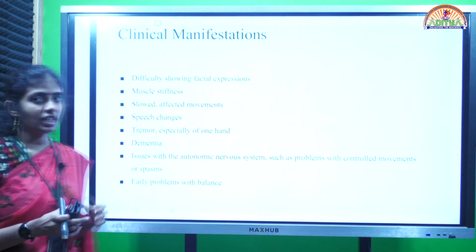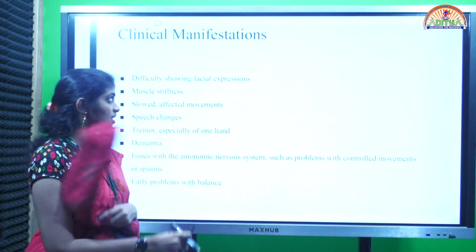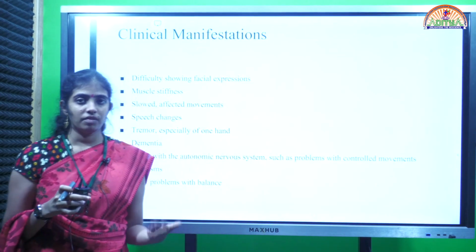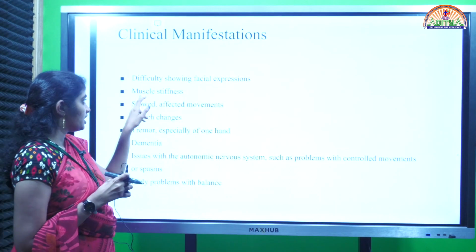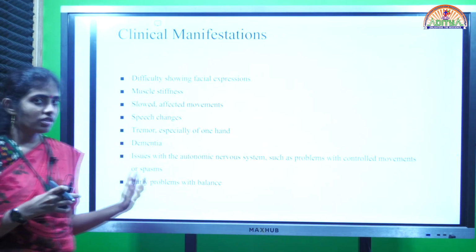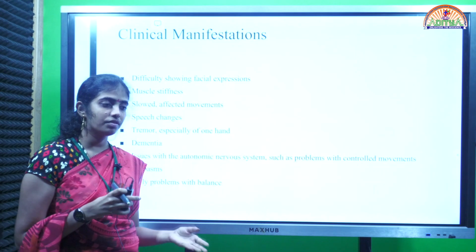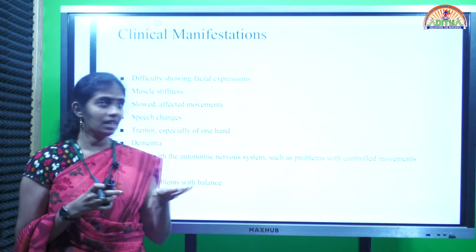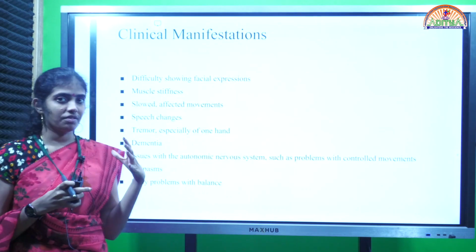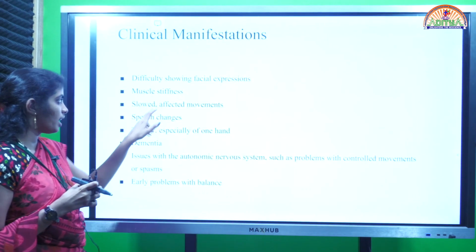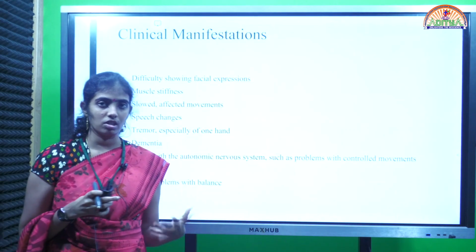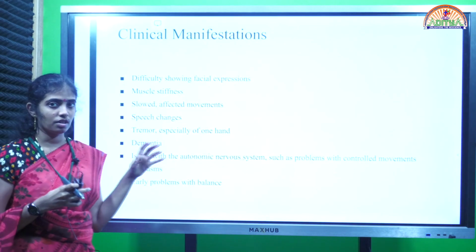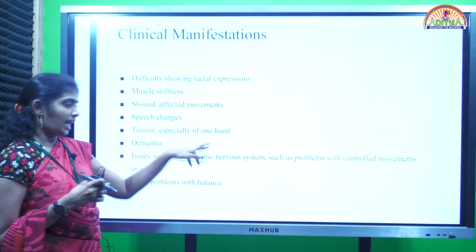Next, coming to the clinical manifestations of Parkinson's disease, there is difficulty showing facial expressions, which means they can't show facial expressions clearly, and there is muscle stiffness because Parkinson's affects the neurons of the basal ganglia. Movements can also be slowed and affected. And then speech changes, and tremor, which means shaking, especially of one hand.